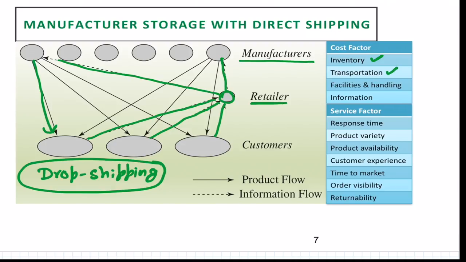Transportation cost is likely to increase because from the manufacturer, those items or products need to be transported to individual customers. Facilities and handling costs will be lower because you don't need many retail stores or many warehouses or distribution centers. The manufacturing facility itself is being used to keep the product or the inventory. So this is low. Information cost is likely to be higher because there has to be good coordination between retailer, manufacturer, and finally customer.